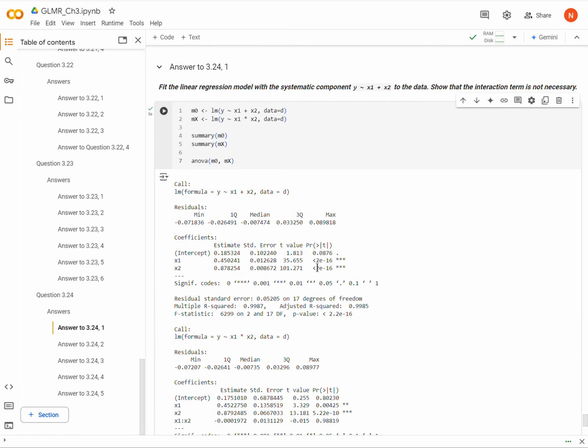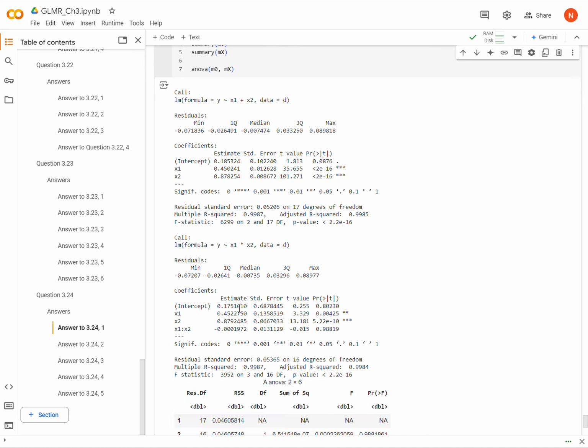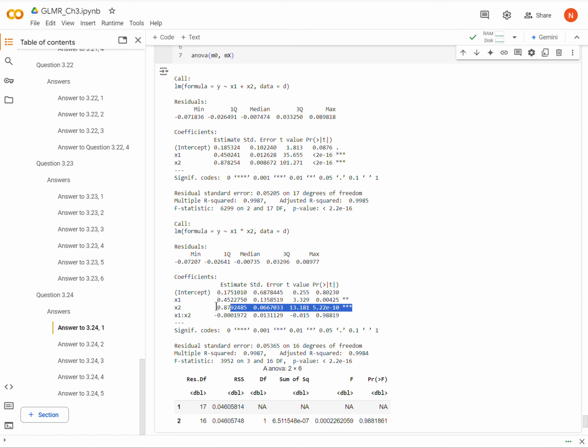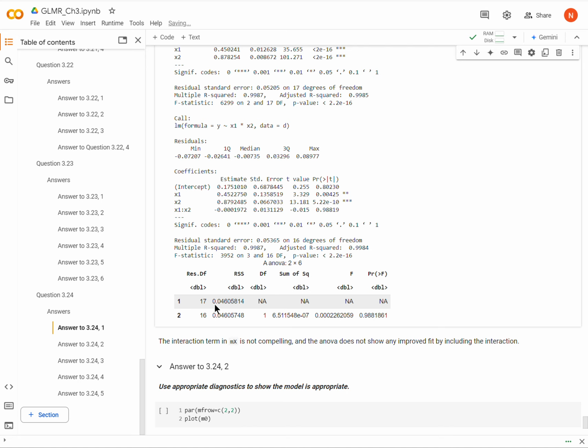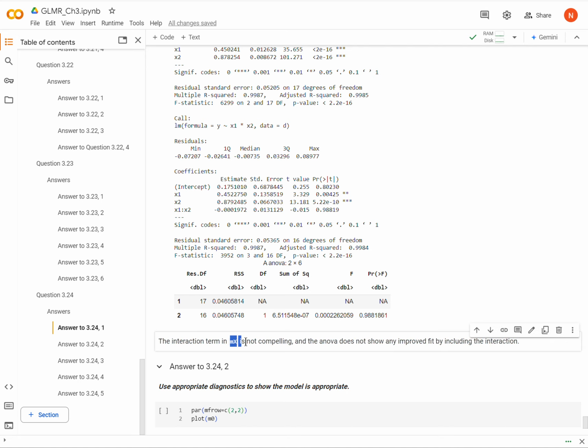So the first model, without the interaction, we see that both x's are significant. And then if we go down to the interaction model, we again see that both x's are significant, but the interaction is not very compelling across the board. And if we look at the ANOVA for the two, we see that adding the interaction with model 2 really does not significantly improve the fit. Okay, so this is all pretty decent evidence that the interaction term is not necessary.